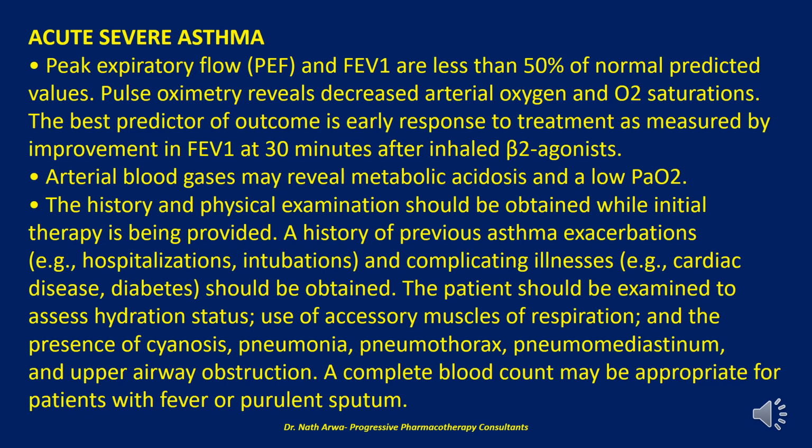A history of previous asthma exacerbations, e.g., hospitalizations or intubations, and complicating illnesses, e.g., cardiac disease and diabetes mellitus, should be obtained. The patient should be examined to assess hydration status, use of accessory muscles of respiration, and the presence of cyanosis, pneumonia, pneumothorax, pneumomediastinum, and upper airway obstruction. A complete blood count may be appropriate for patients with fever or purulent sputum.